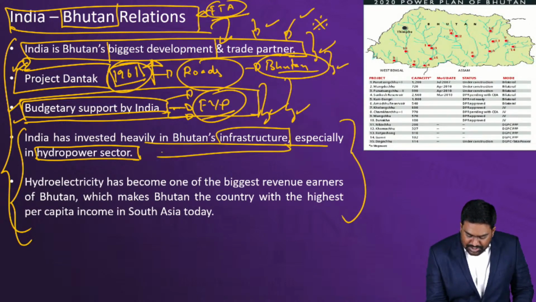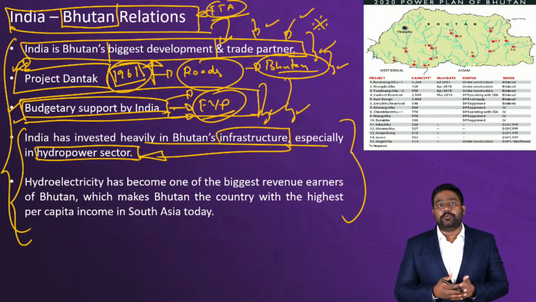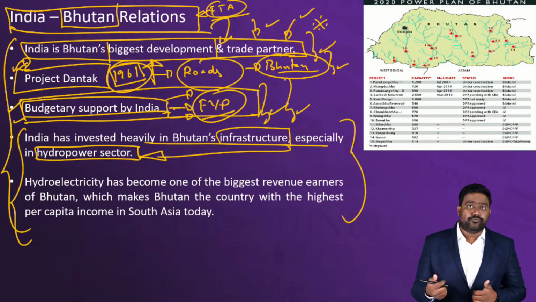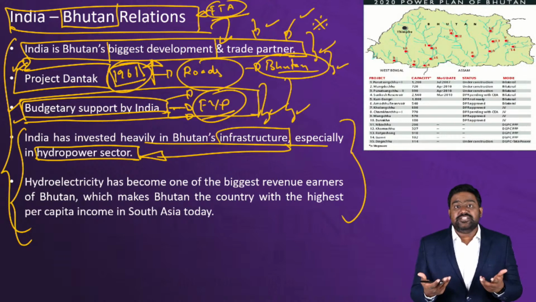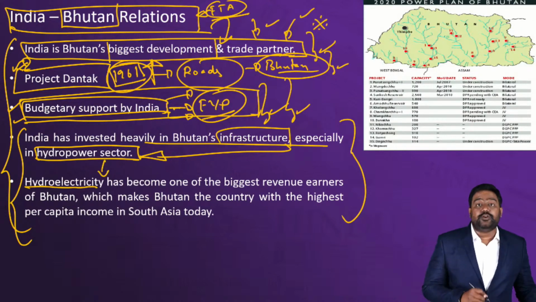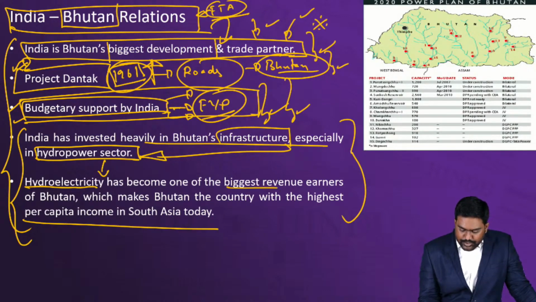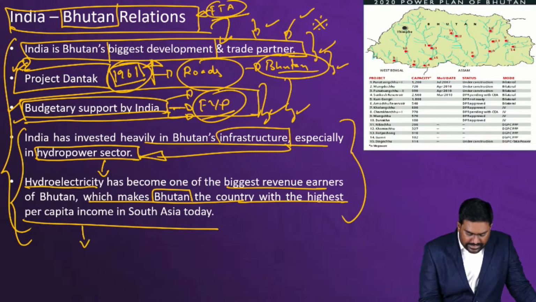So such unique arrangements have been created by India, and we have also invested heavily in Bhutan's infrastructure and especially in the hydropower sector. As a Himalayan state, it has tremendous hydropower potential. It has perennial rivers flowing at a fast rate, so you can easily generate hydroelectricity. And India has been the biggest investor in the hydro sector. We have executed many successful projects. And today, Bhutan has become an energy surplus country.